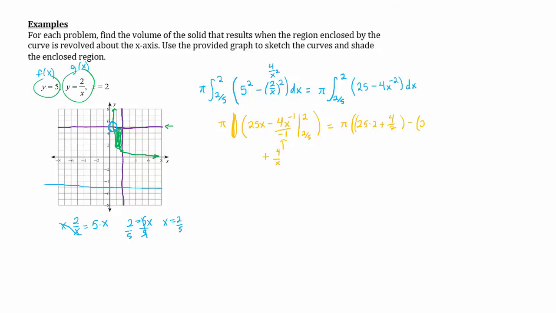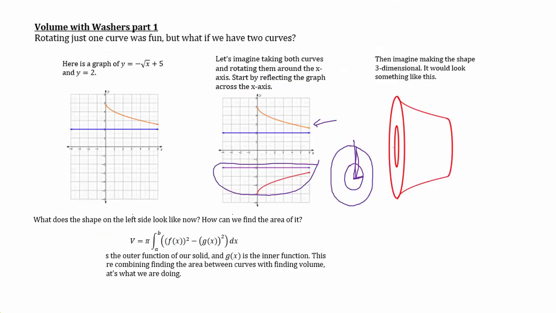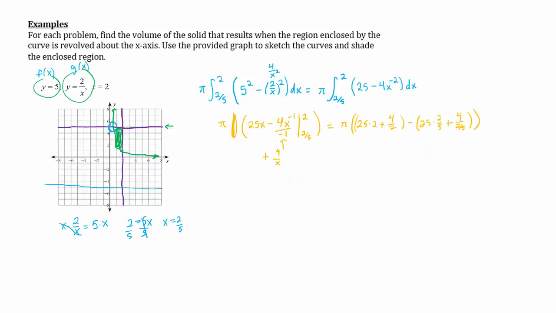When I plug in 2/5, that's 25 times 2/5 plus 4 over 2/5. If you weren't already like, man, I should just plug this in my calculator, that last part really does it, most likely. But really, it's not that bad. Like 25 times 2 is 50, and 4 divided by 2 is 2, so that's 52 for that first part.